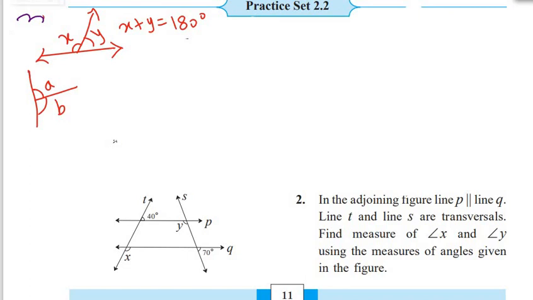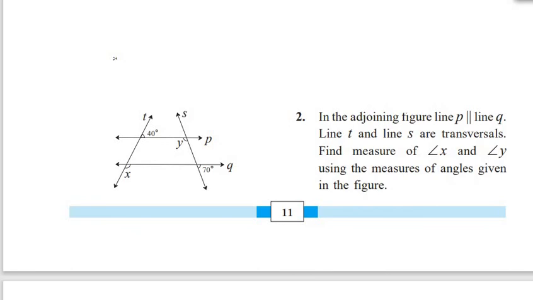Okay. Now see question number 2. In the given figure, p is parallel to q. See here, this line p is parallel to q, and t and s are transversals, that is given. Find the measurement of x and y using the measures of the given angles in the figure. Now we have to find x and y. Now see here, this is 40. This line is parallel to this line, that means p is parallel to q. I write here line p is parallel to line q.